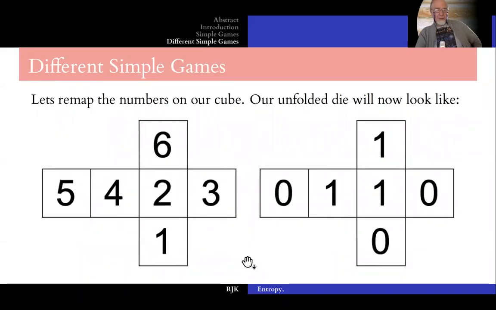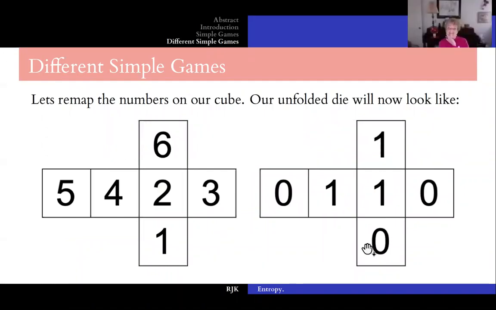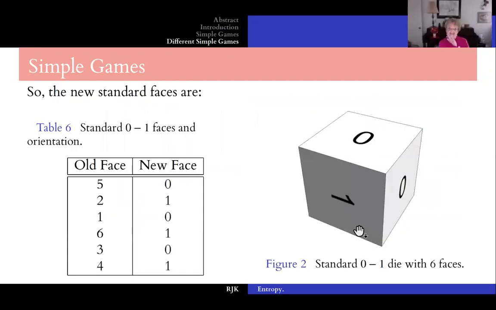So let's remap the numbers on our cube. We had this, which we folded up and down, and then we folded the other way and we folded around. So now I've got 0, 1, 1, 0, 0 in here. And it doesn't matter. The cube is still a cube.